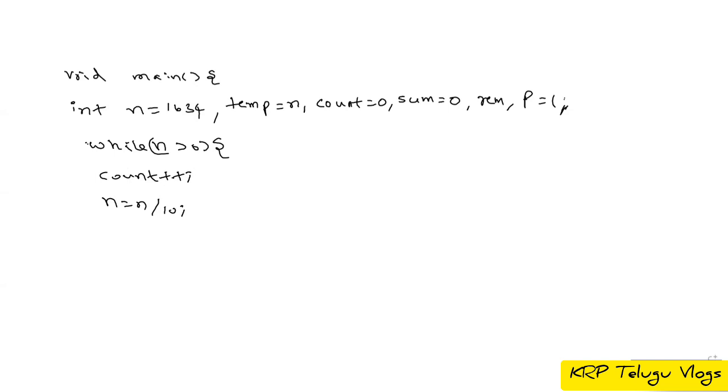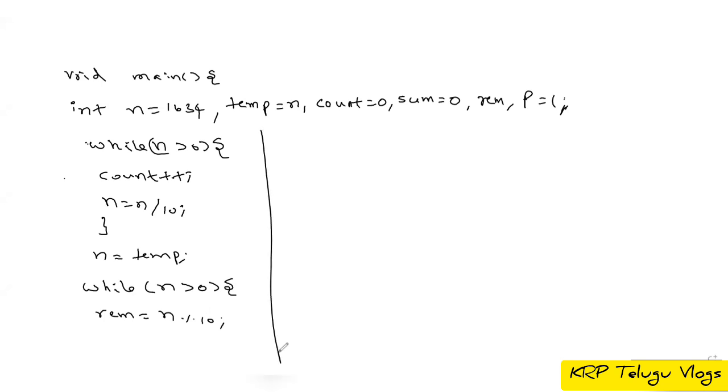Before starting that, we have to assign temp value to n. n is equal to temp, because n will become 0 here. So now while n is greater than 0, first we have to extract the remainder. So remainder is equal to n modulus 10. Very good.